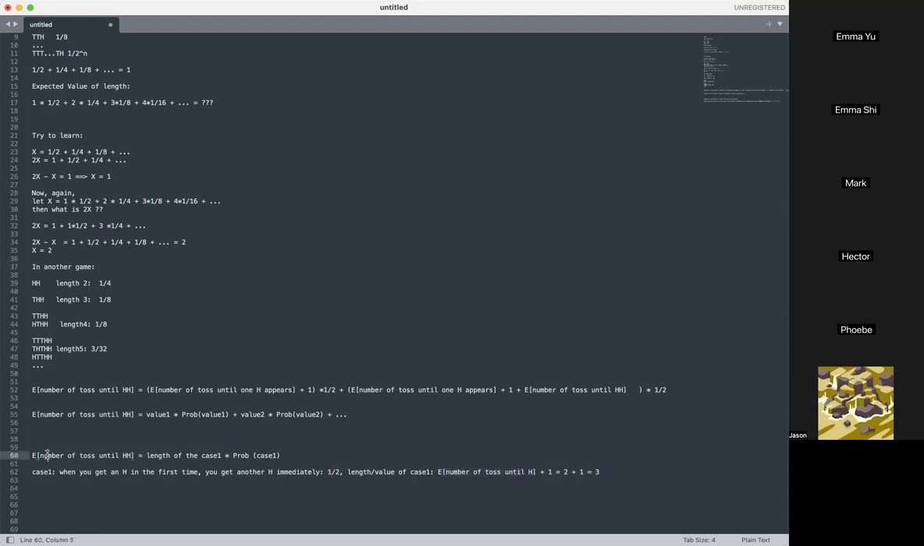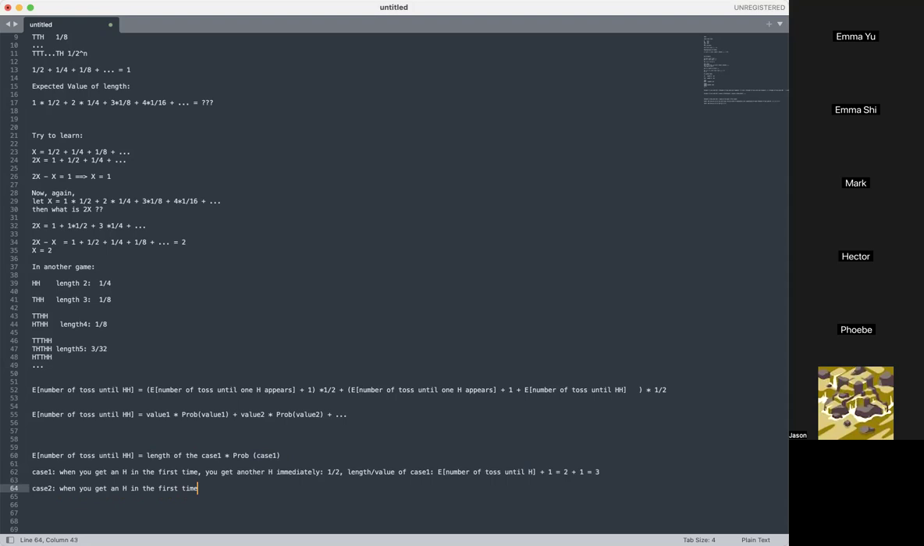So the number of tosses to get 2 H is just 3 times 1/2. But this is not the whole case, right? Because you can toss and get an H, and then you are unlucky and you get a T, right? This also has 1/2 probability. So we call this case 2, when you get an H the first time.